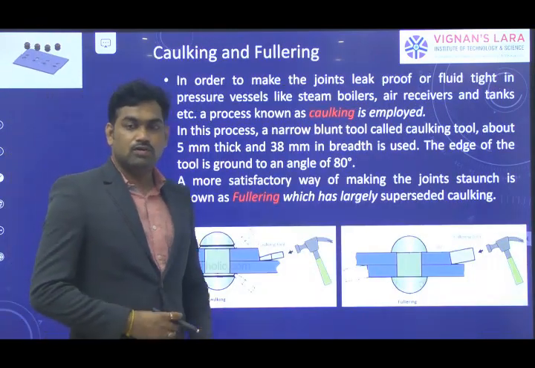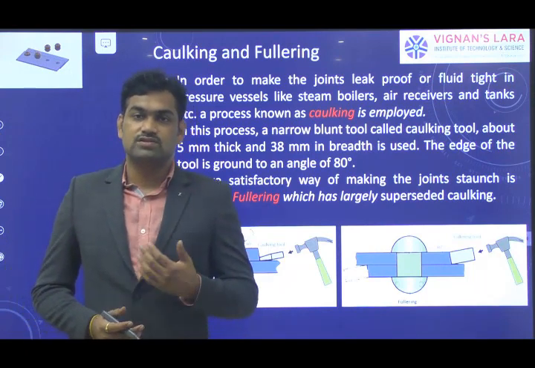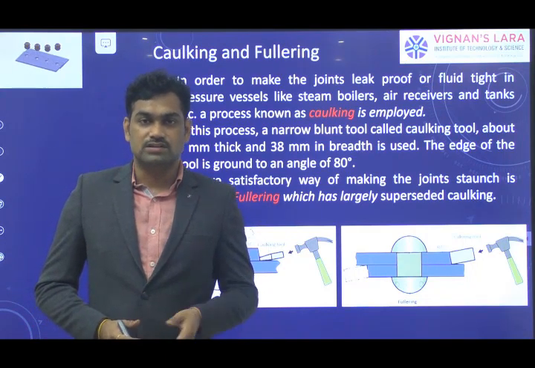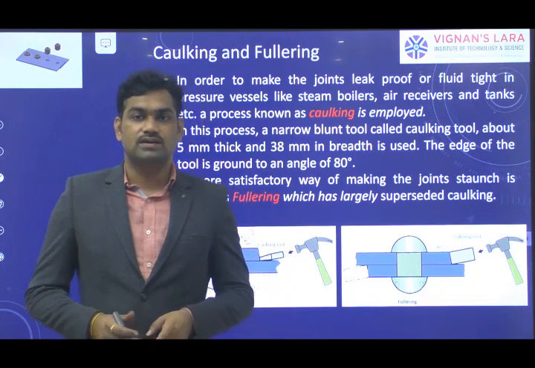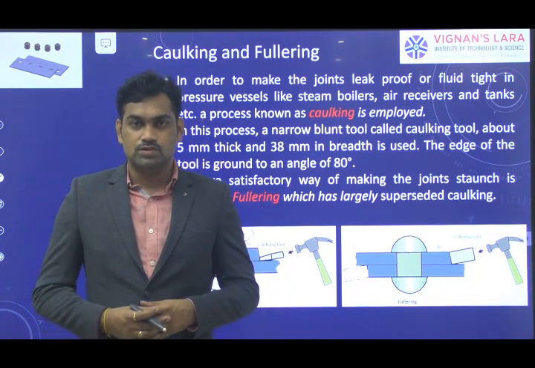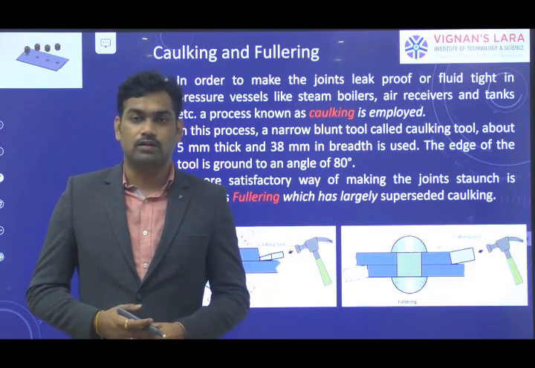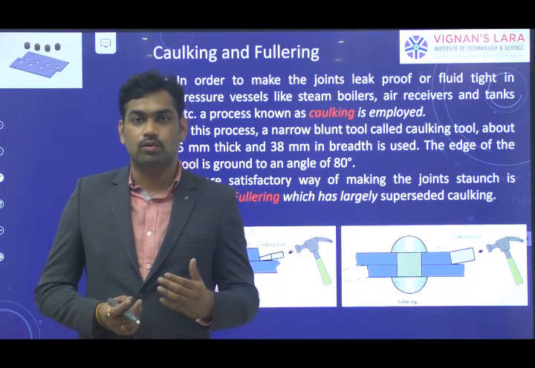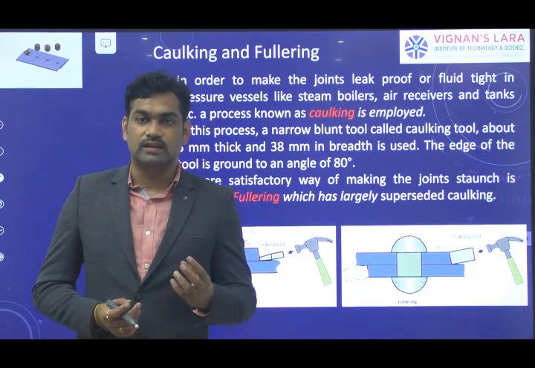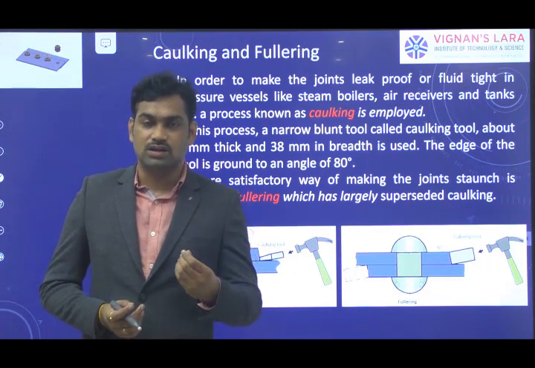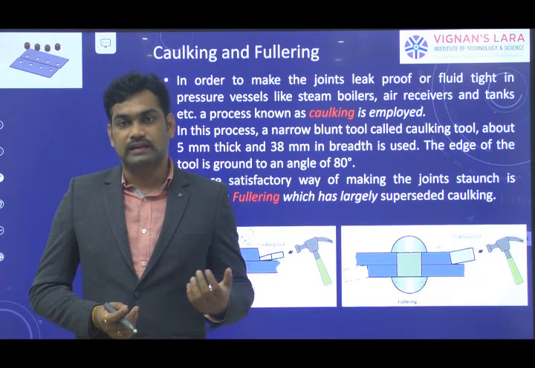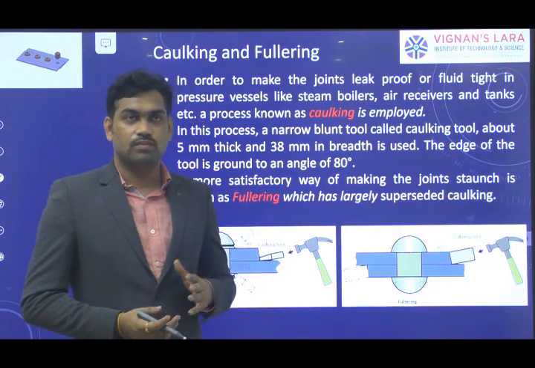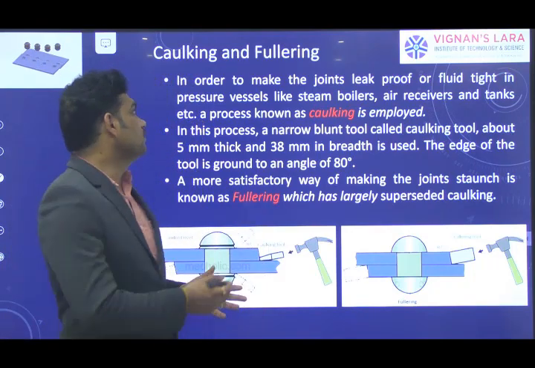Coming to one more process: as stated, riveted joints have main applications in pressure vessels, ships or cylinders. In the majority of cases, the joint should be leak-proof. Once the riveting process is completed, there are chances of gaps, because of the clearance between the hole and the diameter of the rivet. Due to that, there are chances of leakage. To provide a proper leak-proof joint, there is a process you can perform, which we call caulking and fullering.